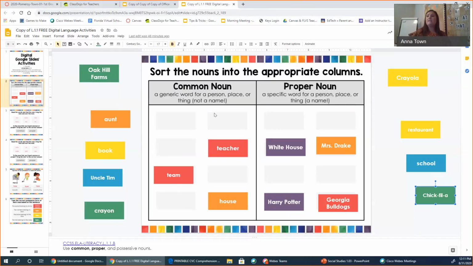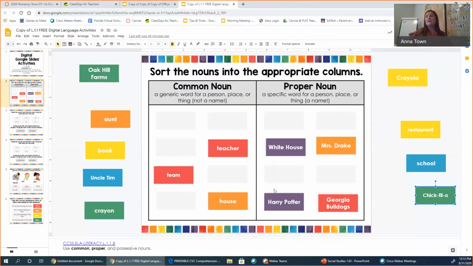So some common nouns are teacher, because it's a person, but we're not naming the specific person. We're not saying Miss Town, we're just saying teacher. Team, we're not naming the specific team like Minnesota Vikings or Denver Broncos. We're just saying it's a team. And house, because we're not naming a specific house right here or place where somebody lives. We're just saying that it's a house. These are all common nouns.